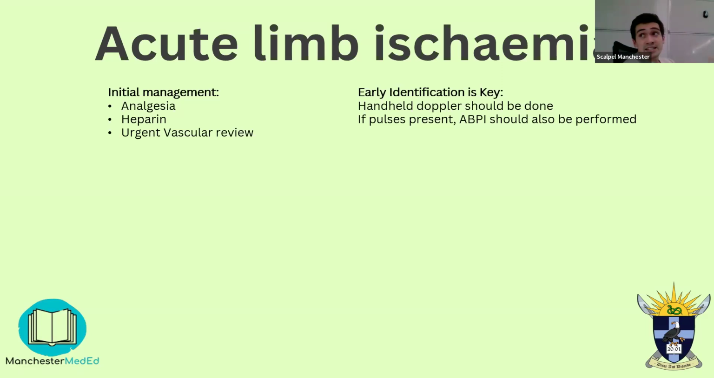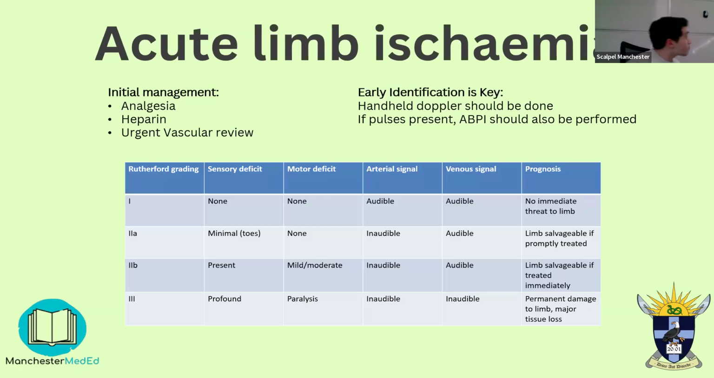In terms of the investigations you want to do, handheld Doppler should be done to assess for the pulses. And if the pulses are present, you should try and do an ABPI to assess if there's any sort of background chronic vascular disease. You can also consider grading the symptoms you've got in front of you. So this is the Rutherford grading scale of acute limb ischemia. There's also a Rutherford grading of chronic limb ischemia, but this is the grading for acute limb ischemia.